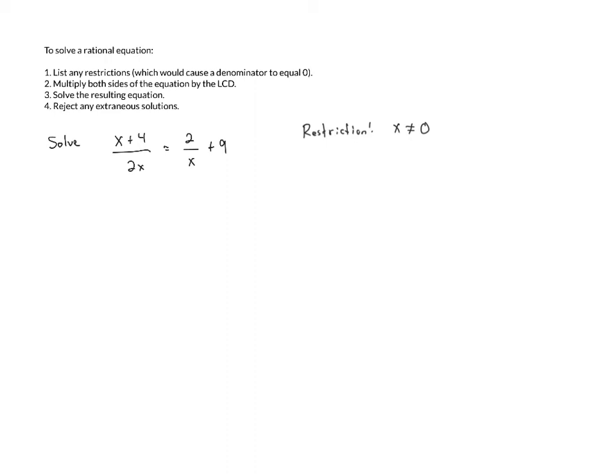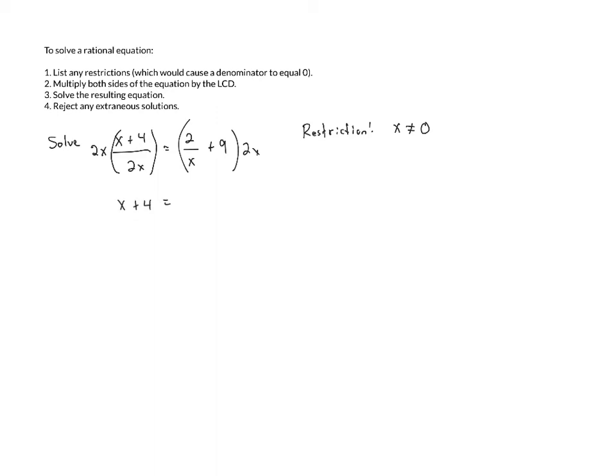Now let's go through the process of solving this equation and see what happens. The next step is to multiply both sides by the LCD. This is what allows us to get rid of fractions. And here the LCD is 2x. So we're going to multiply both sides by 2x. On the left, the 2x cancels with the 2x in the denominator, and we're just left with x + 4.